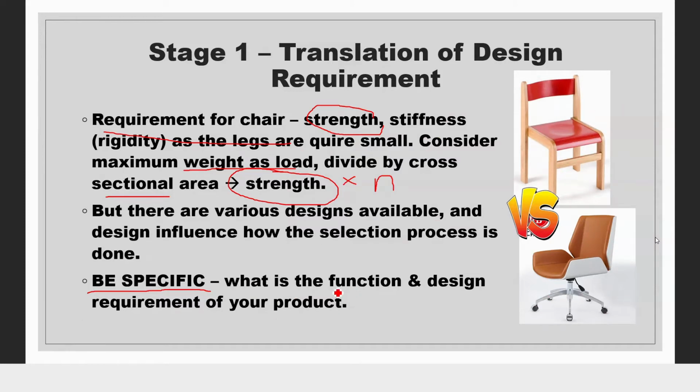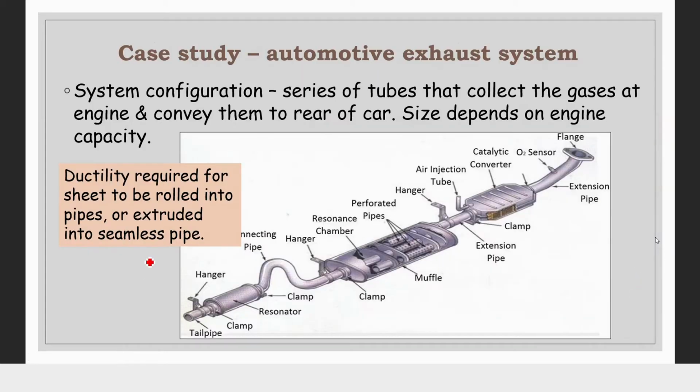Sebab the function walaupun sama, but the specific function for the leg ni, sebab leg ni tak sama design, property dia akan beza value-nya. Strength tetap masih strength, but the value will be different. Okay, sebab dia ikut design requirement. Ikut design product. So yang ini versus kerusi sebegini. Okay. So saya bagi contoh dalam lecture note. Sebelum ni, there's a case study in the lecture note.